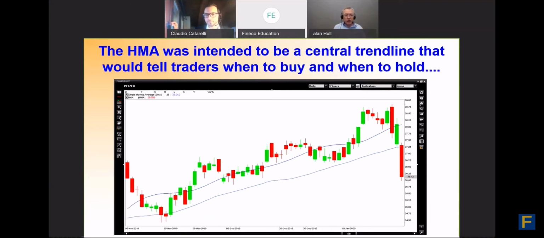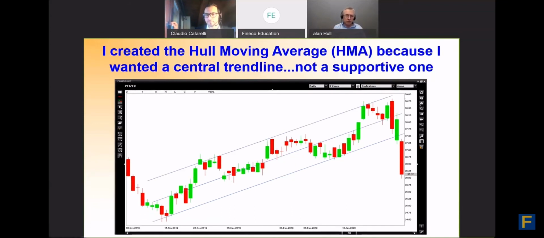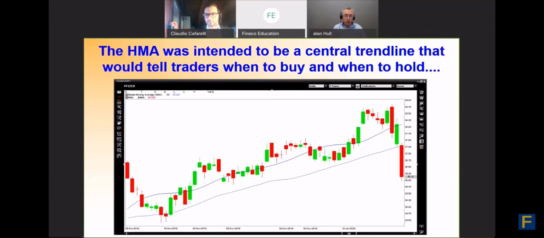This chart, now I'll just flick between the two. You can see there's both the same chart. What I've got on this chart is the Hull moving average acting as a central trend line, and then I've got a simple moving average for the lower line. Now, if this was an exponential trend, I would use an exponential moving average, not a simple moving average.